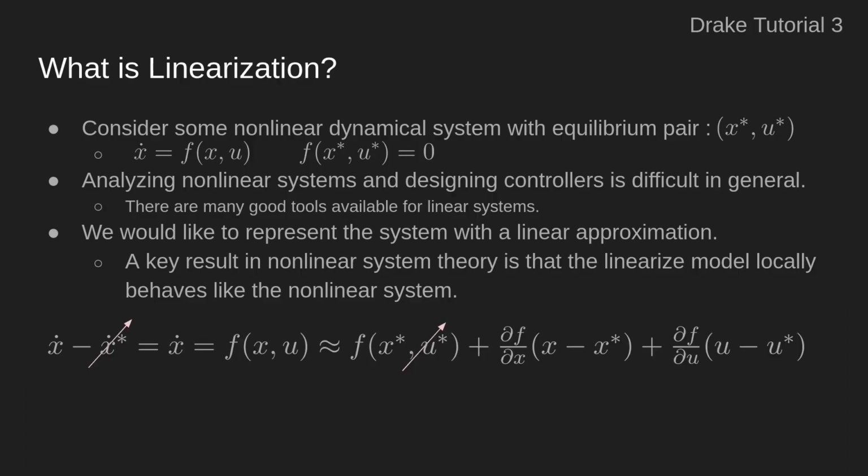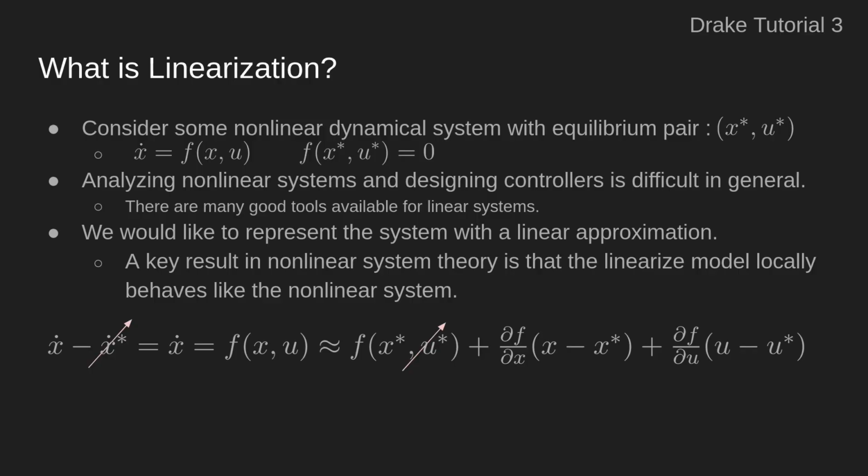Let's linearize the model about the equilibrium pair and create a linear model in terms of the dynamics x dot minus x star dot. Since x star dot is a constant, its derivative is 0. We can perform a Taylor series expansion of the function f about the equilibrium pair to obtain the equation on the right, where the higher order terms are dropped.